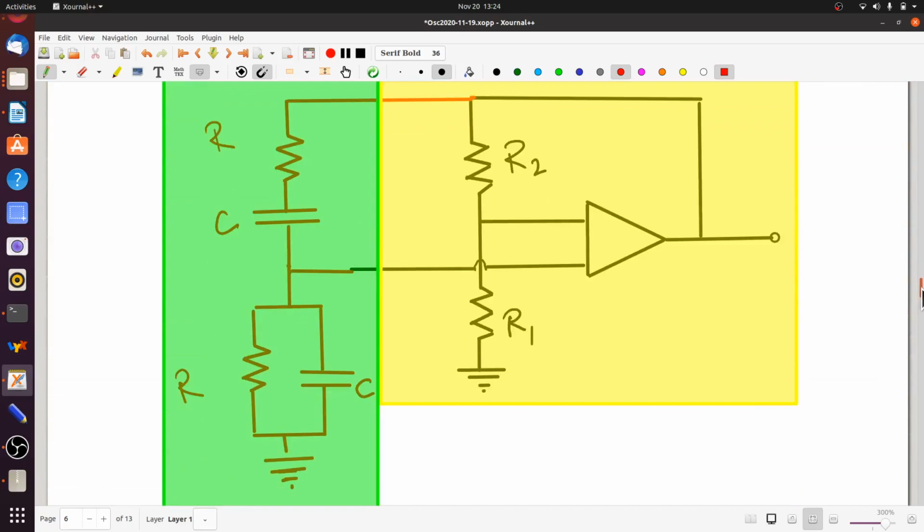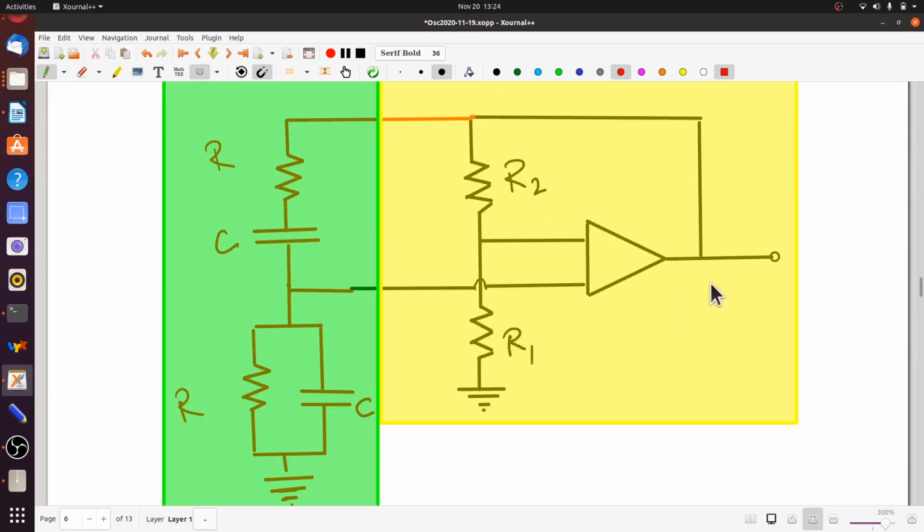So what do we do next? All we do is join the output of the amplifier, which of course is at this point, to the lead lag network's input, and the output of the lead lag network to the amplifier's input. So basically, we were calling this Vi, but this is really Vo for our oscillator. And this Vo for the lead lag network becomes a Vi for the amplifier part of the oscillator. The part in yellow that you can see is the amplifier part. The part in green is the lead lag network part, or the feedback part.